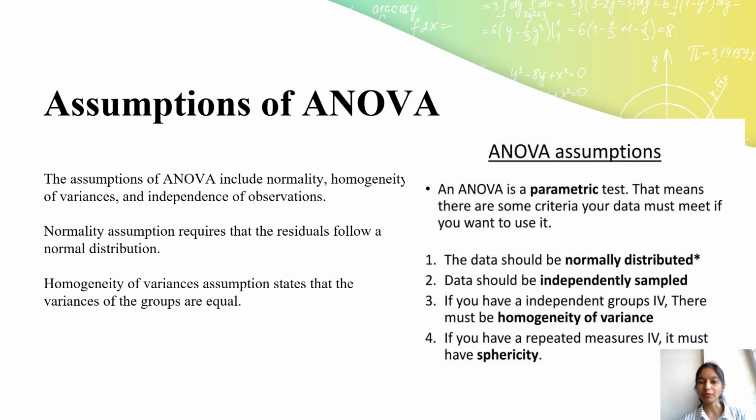ANOVA assumptions. ANOVA is a parametric test. That means there are some criteria our data must meet if you want to use it. The data should be normally distributed. The data should be independently sampled. If we have independent groups, there must be homogeneity of variance.